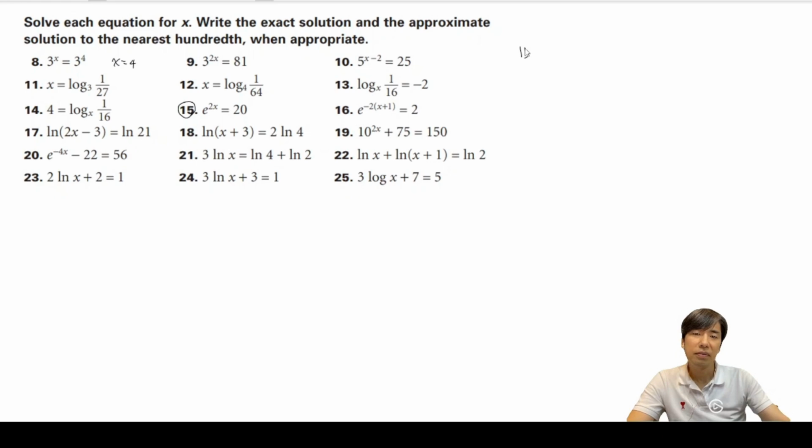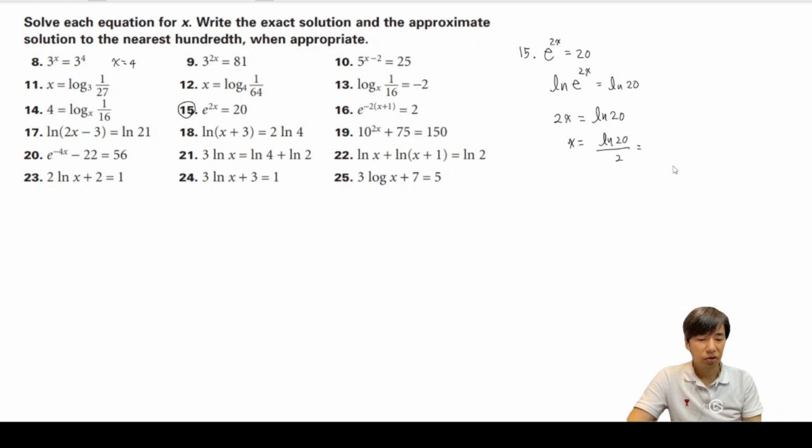So 15, e to the 2x is equal to 20. So to find out x, which is in the exponent, you need log. Whenever there's a variable in the exponent, you need to use log, okay? So base is e, so I'm going to use natural log. ln e to the 2x is equal to ln 20. So apply natural log on both sides. So that means 2x, ln e is 1. So it's simply 2x. 2x is equal to ln 20. So x is ln 20 over 2.